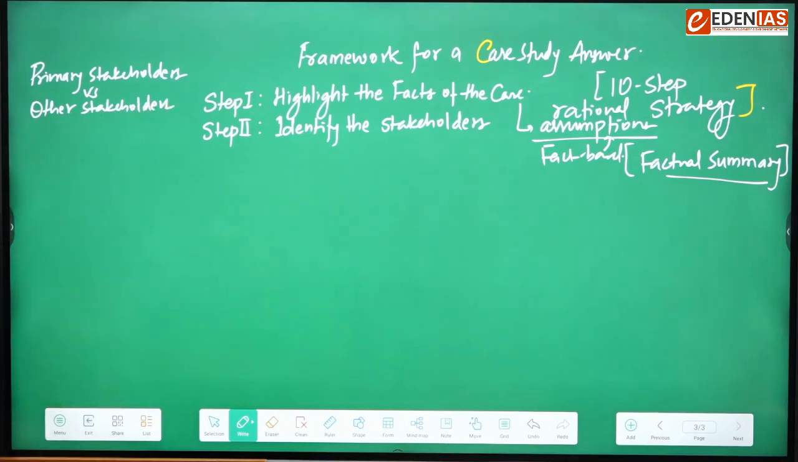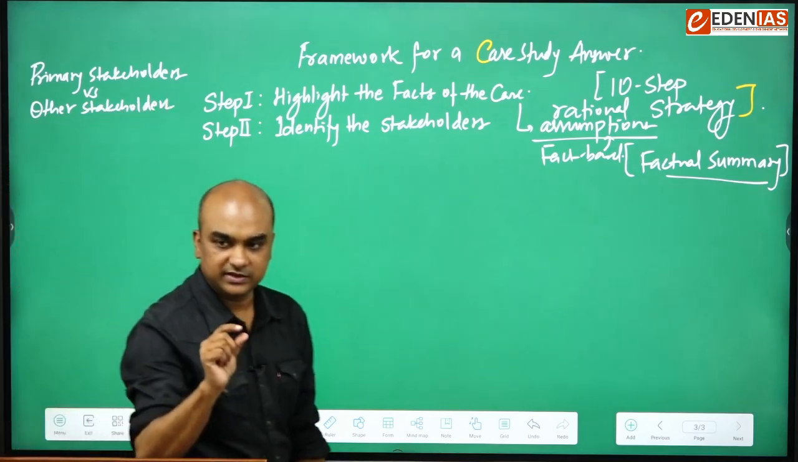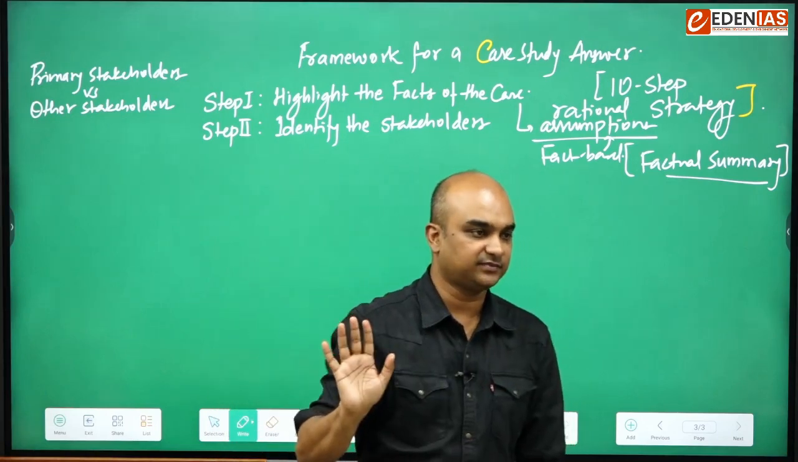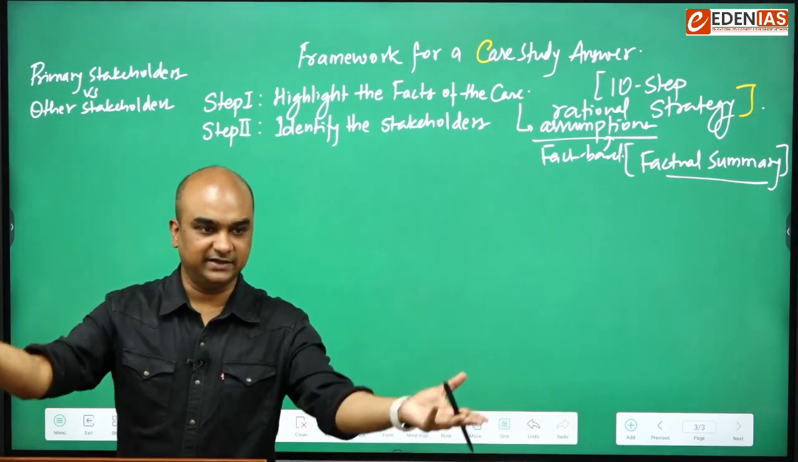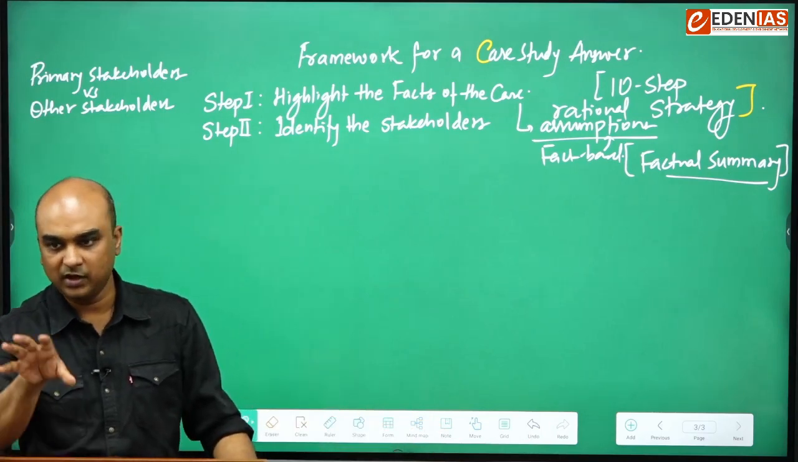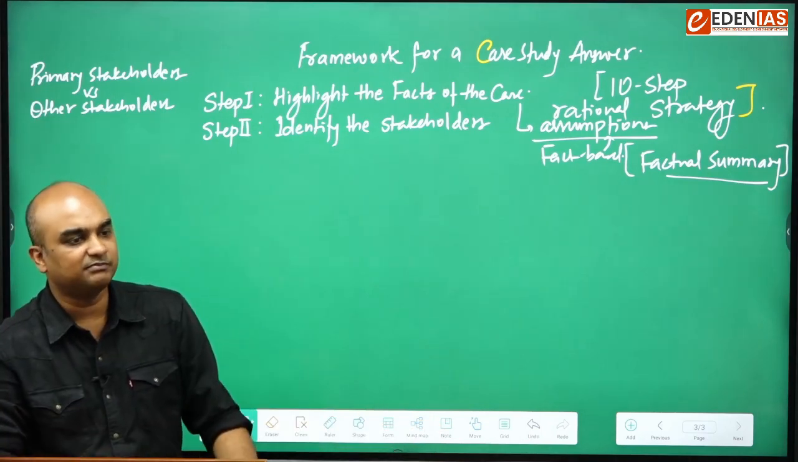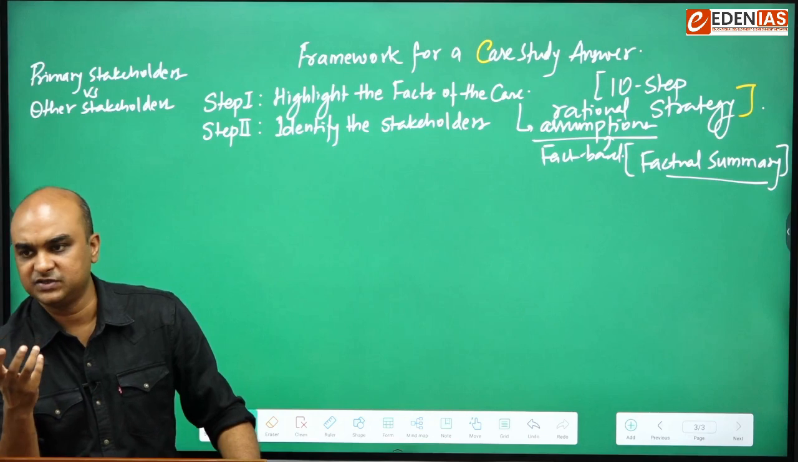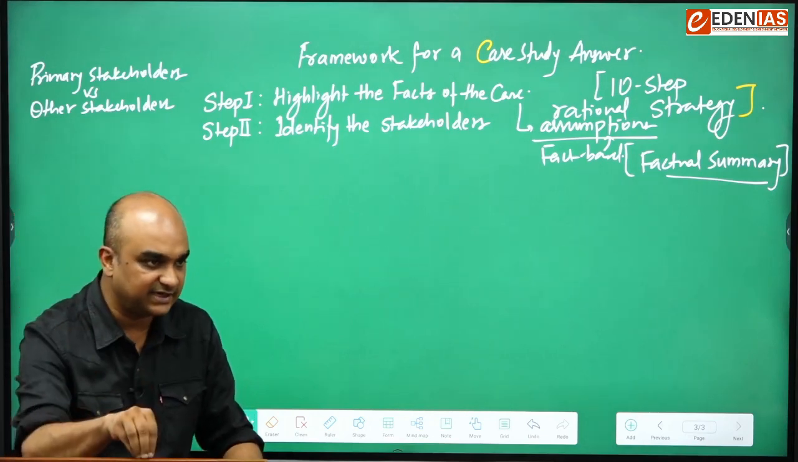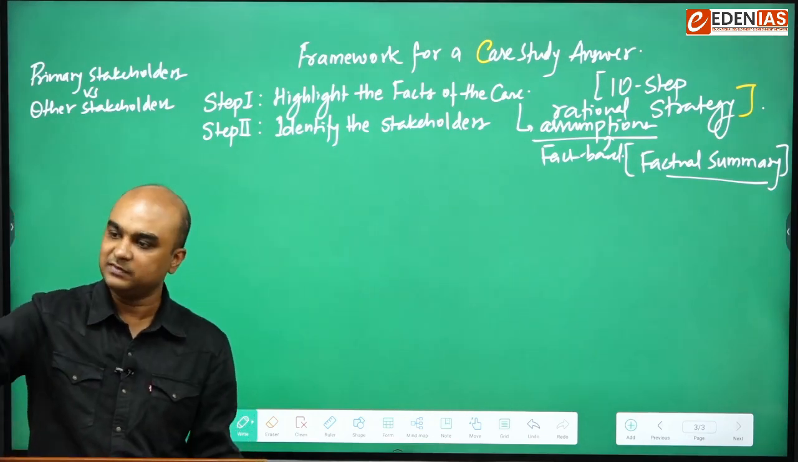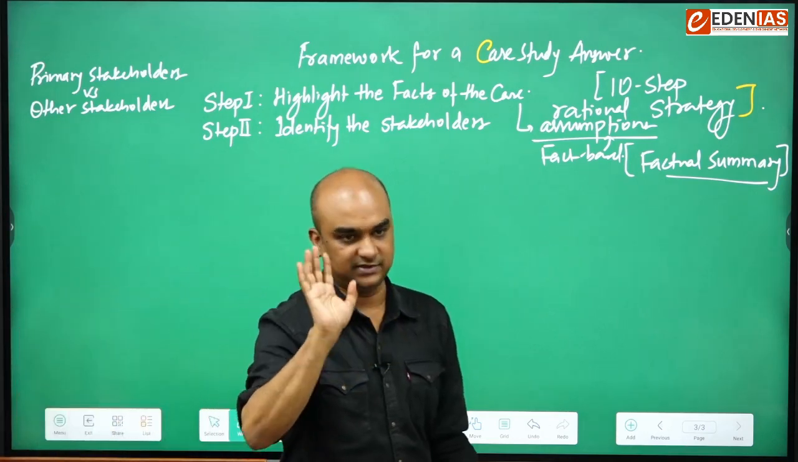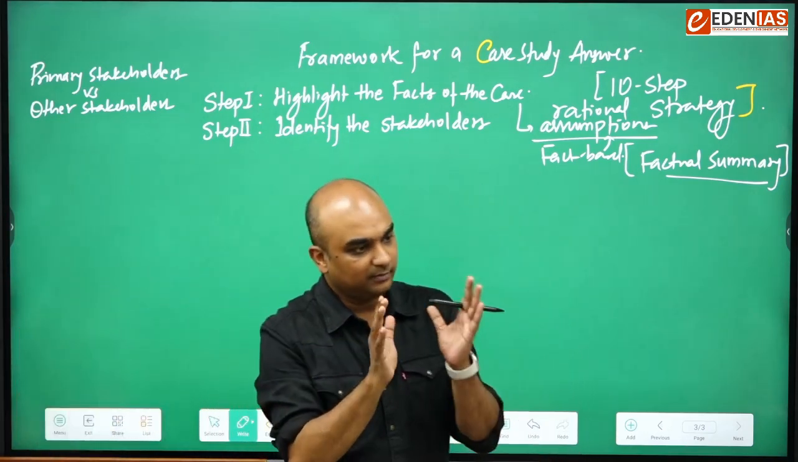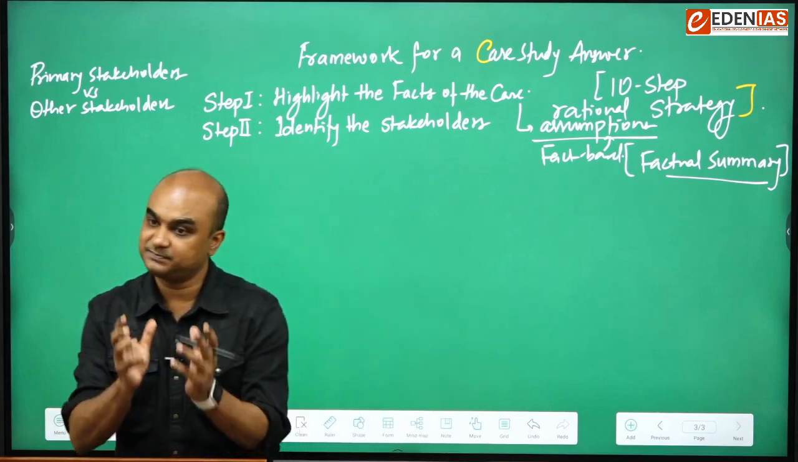The primary stakeholders are generally those stakeholders which are mentioned in the case, whereas other stakeholders are those which may get impacted by the decision whatever you are contemplating. Like say for example, in most of the case studies where public interest is at stake, the society at large becomes a stakeholder, even if it is not mentioned directly in the case study. Do you understand that?